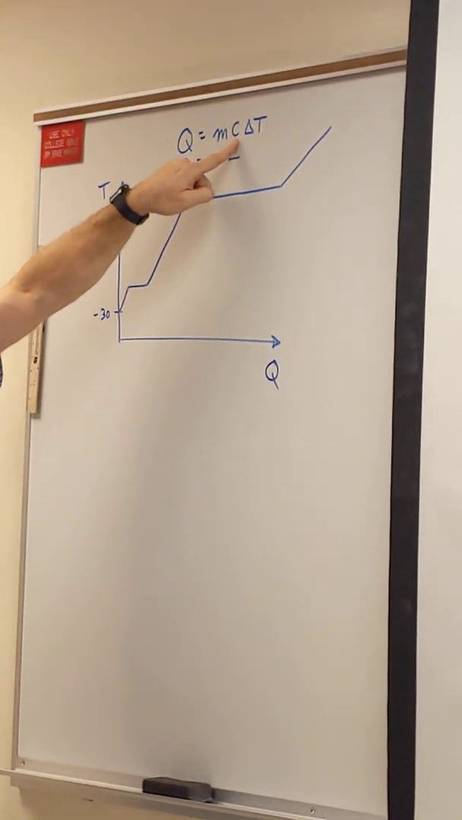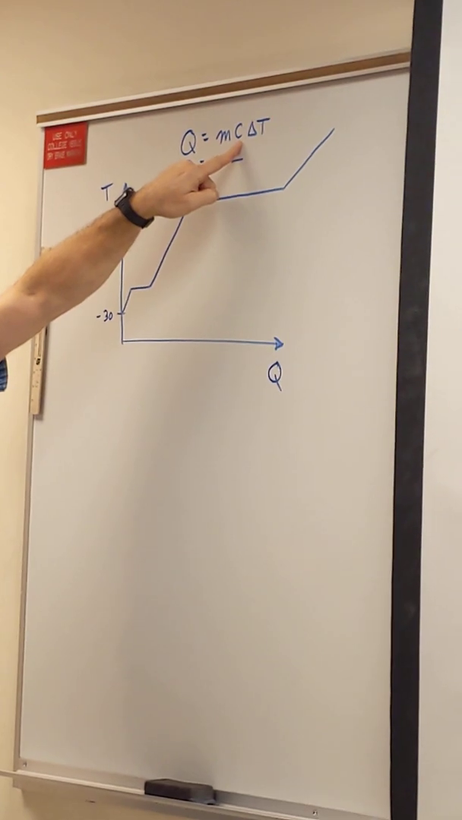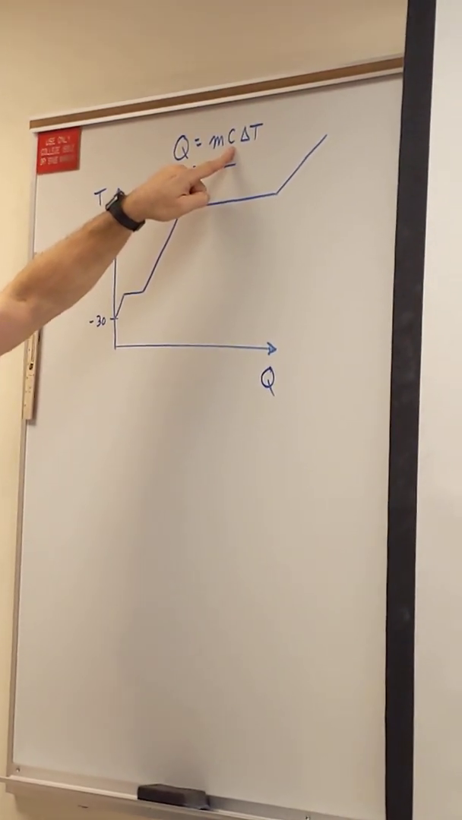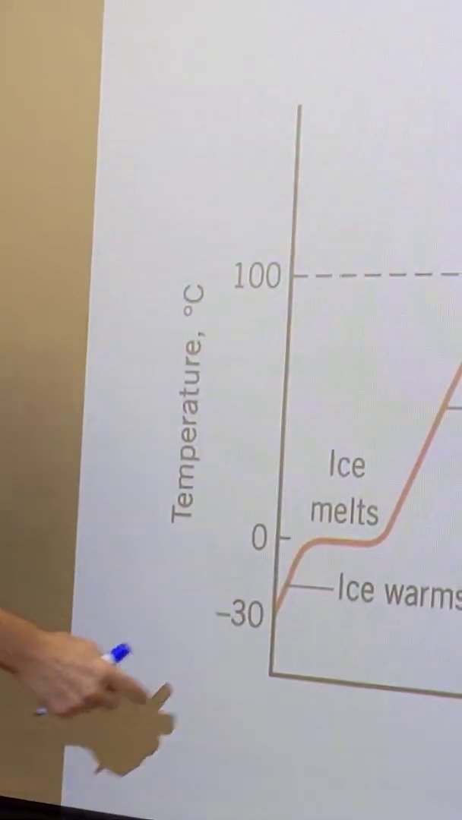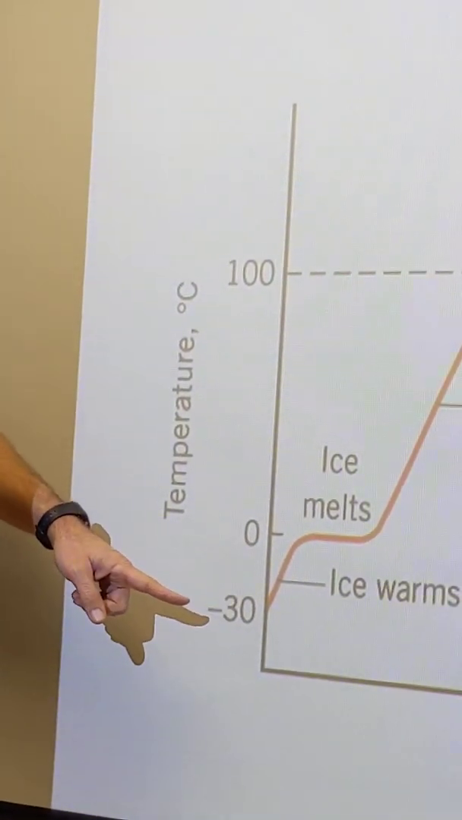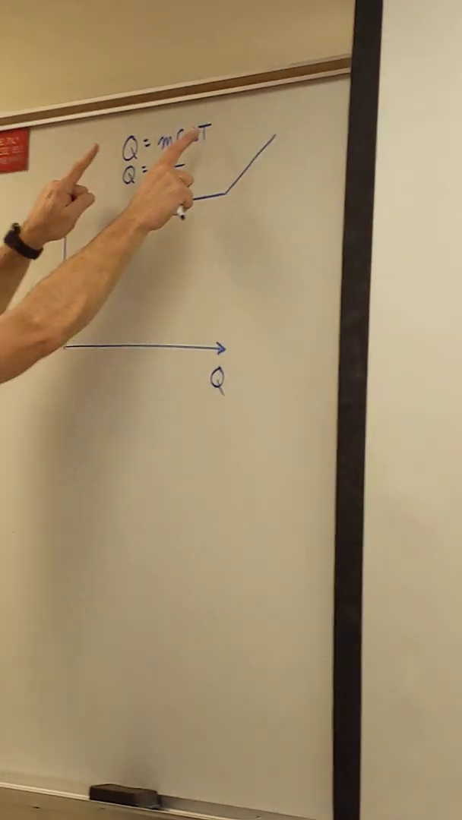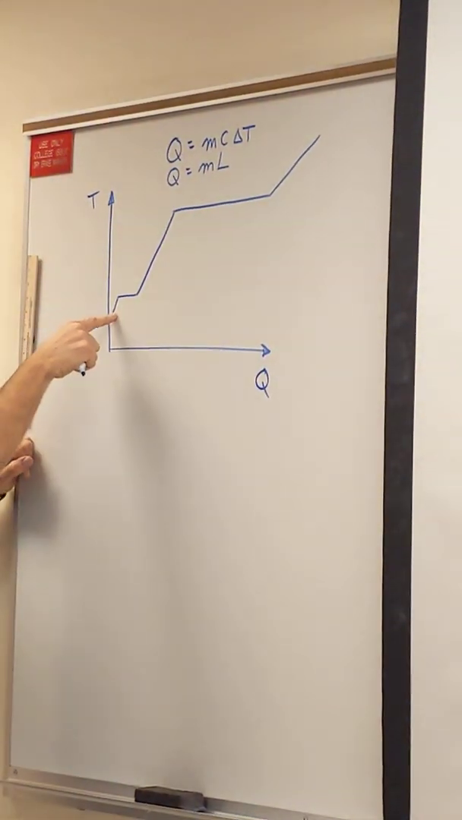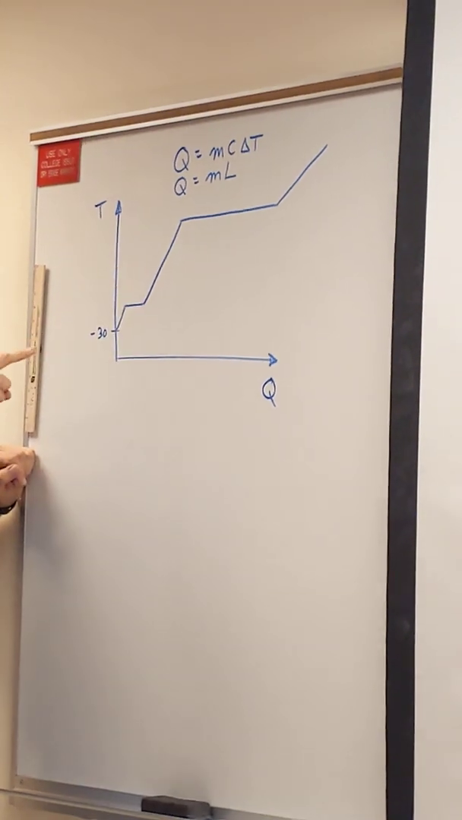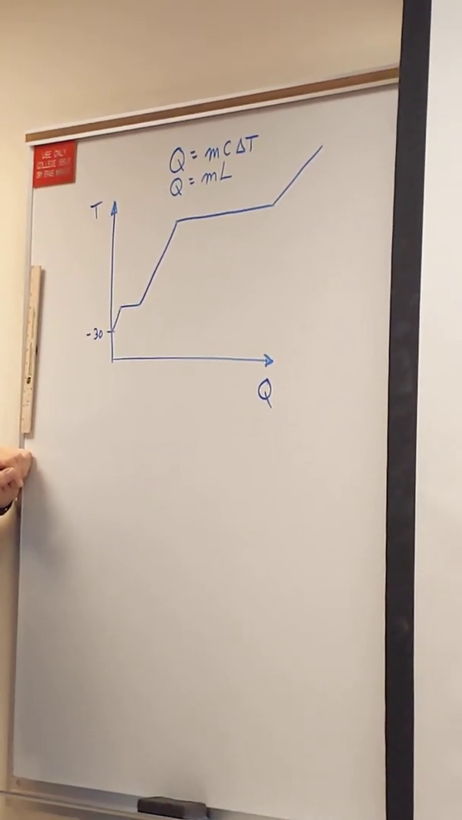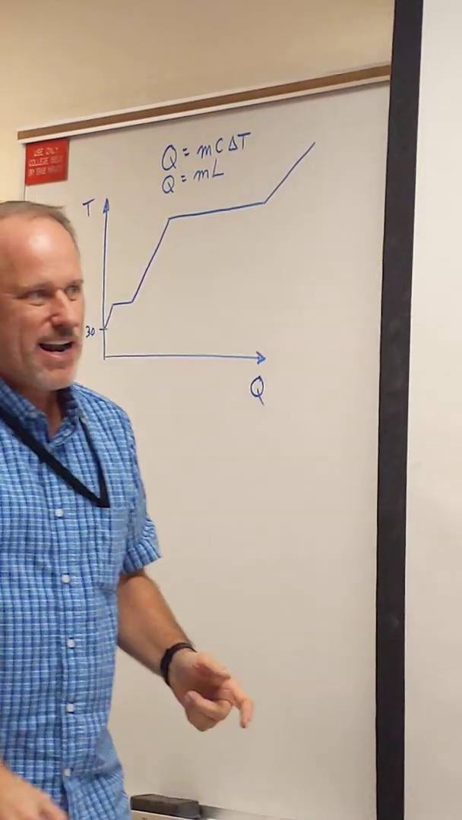C changes. This is 4186, the heat capacity of water in this region. And over here, if you look on your chart, there's a heat capacity of ice. So, same formula, except the heat capacity here is different from the heat capacity here. Are we following? Okay.